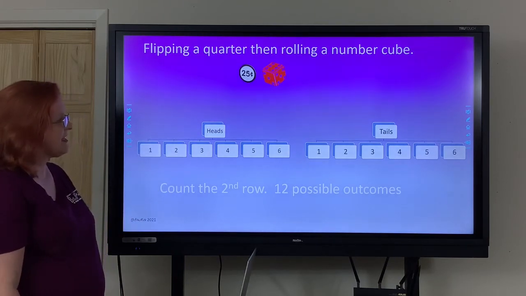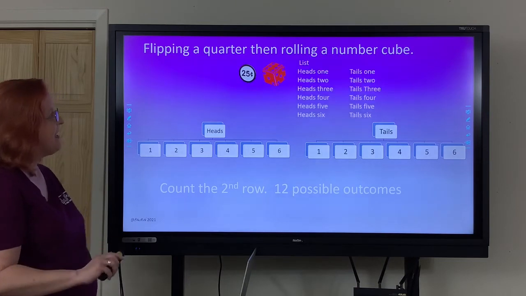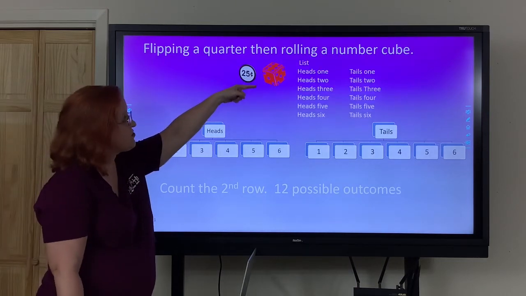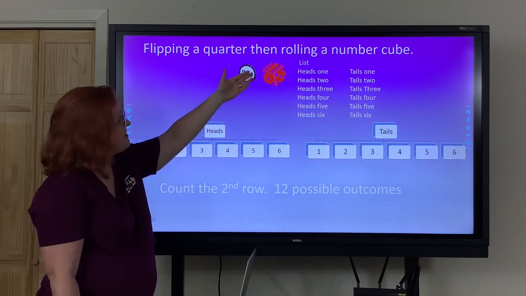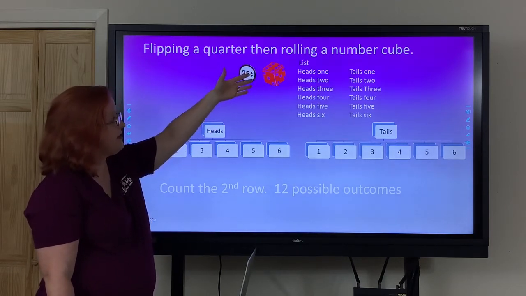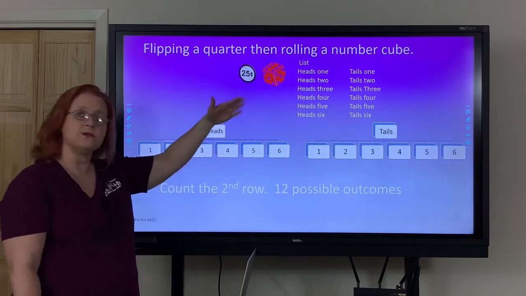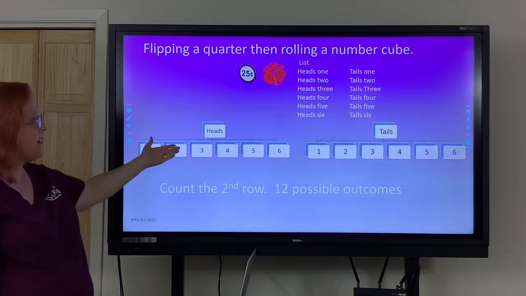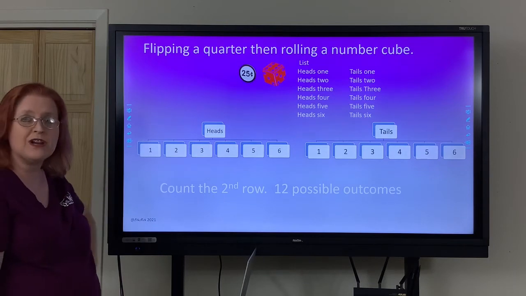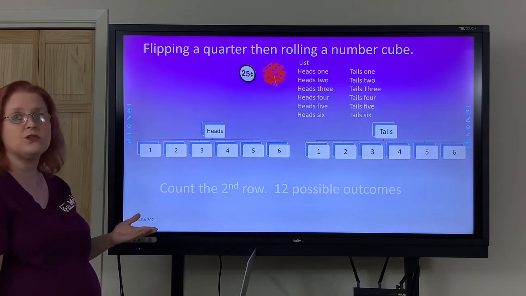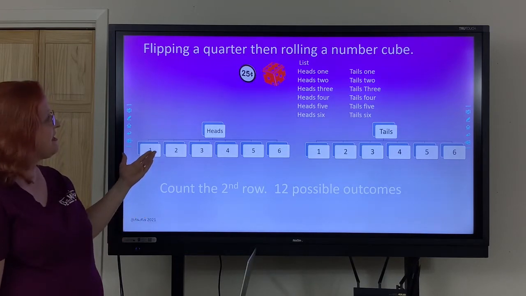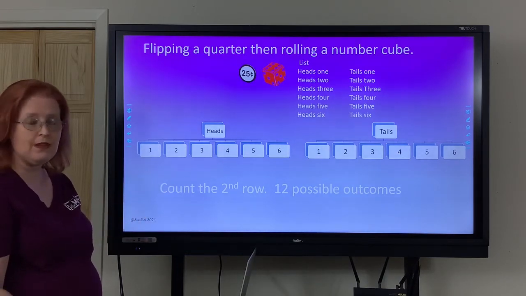And that as a list would be heads 1, heads 2, we could get heads 3, and so forth. Same thing with tails. Tails 1 all the way down through tails 6. To me, a tree diagram is a little more organized, and then you don't mix up what you're trying to do, and it's easier to count.